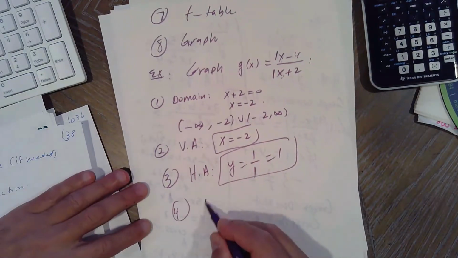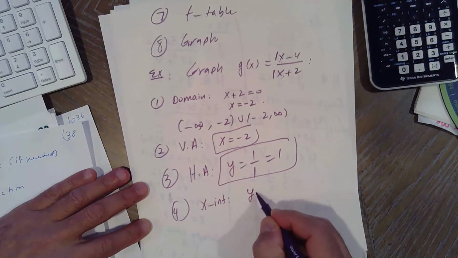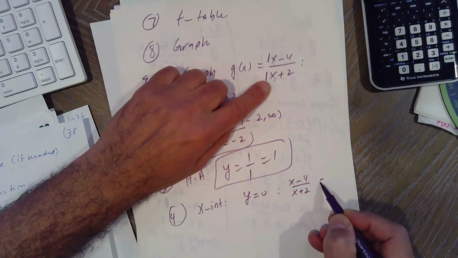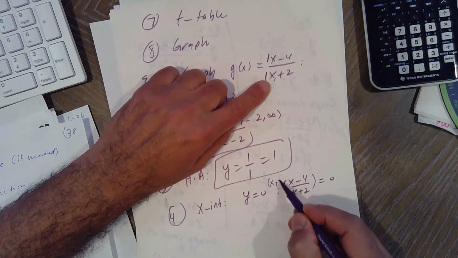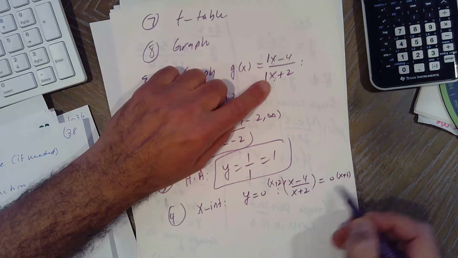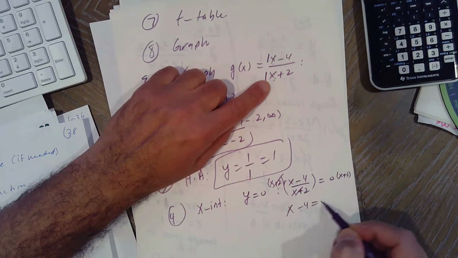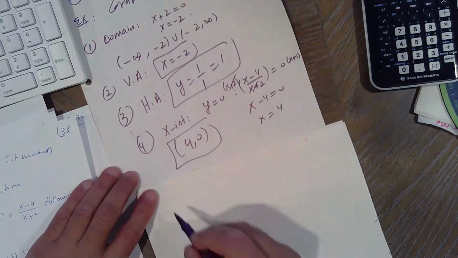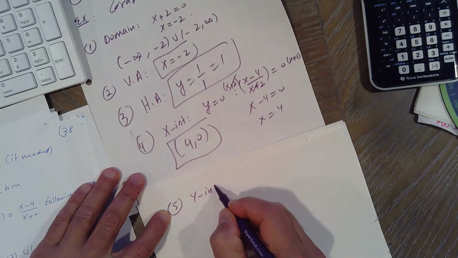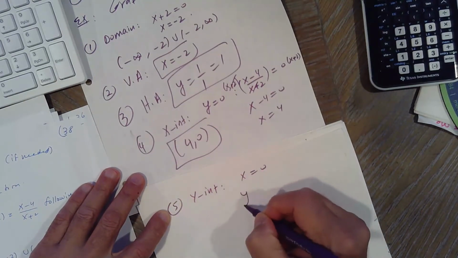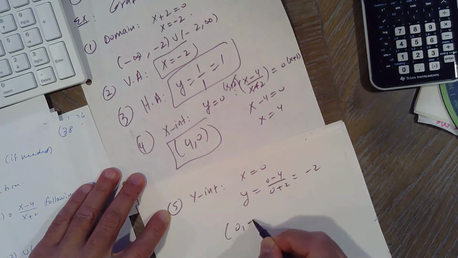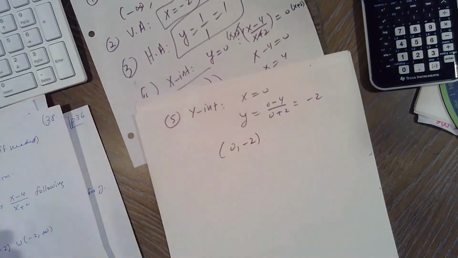And then the intercept, x-intercept, you set y to 0. So x minus 4 over x plus 2 equals 0. You multiply by x plus 2 to get rid of the fraction. x minus 4 equals 0. So the graph will hit the x-axis at 4, 0. To find the y-intercept, you're going to put in 0 for x. So y equals 0 minus 4 over 0 plus 2. So the graph will hit the y-axis at negative 2.